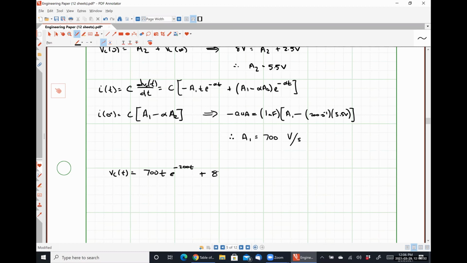Oh, no, no, no. You're absolutely right. I'm having a brain fart. You're absolutely right. It should be 5.5 e to the minus 200 T plus 2.5 volts.